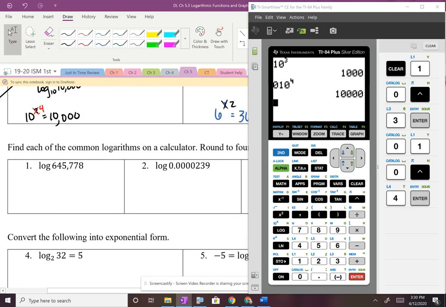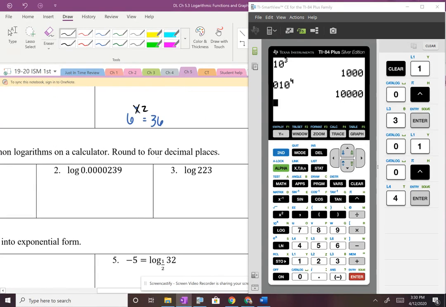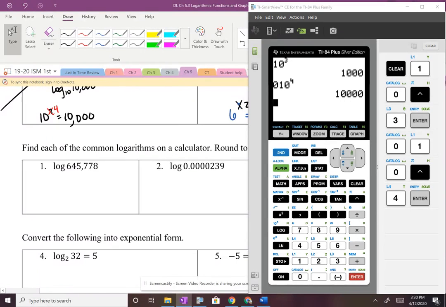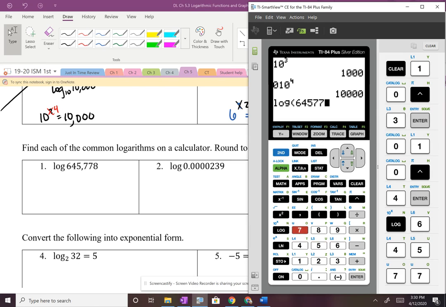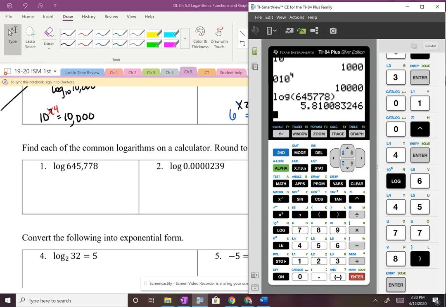So looking here, find the common logs with a calculator. Round to 4 decimal places. So here, all you have to do is type it in. You hit the log button. It opens a parenthesis, so we will have to close it. 6, 4, 5, 7, 7, 8. Close your parentheses, hit enter. There's your logarithm.